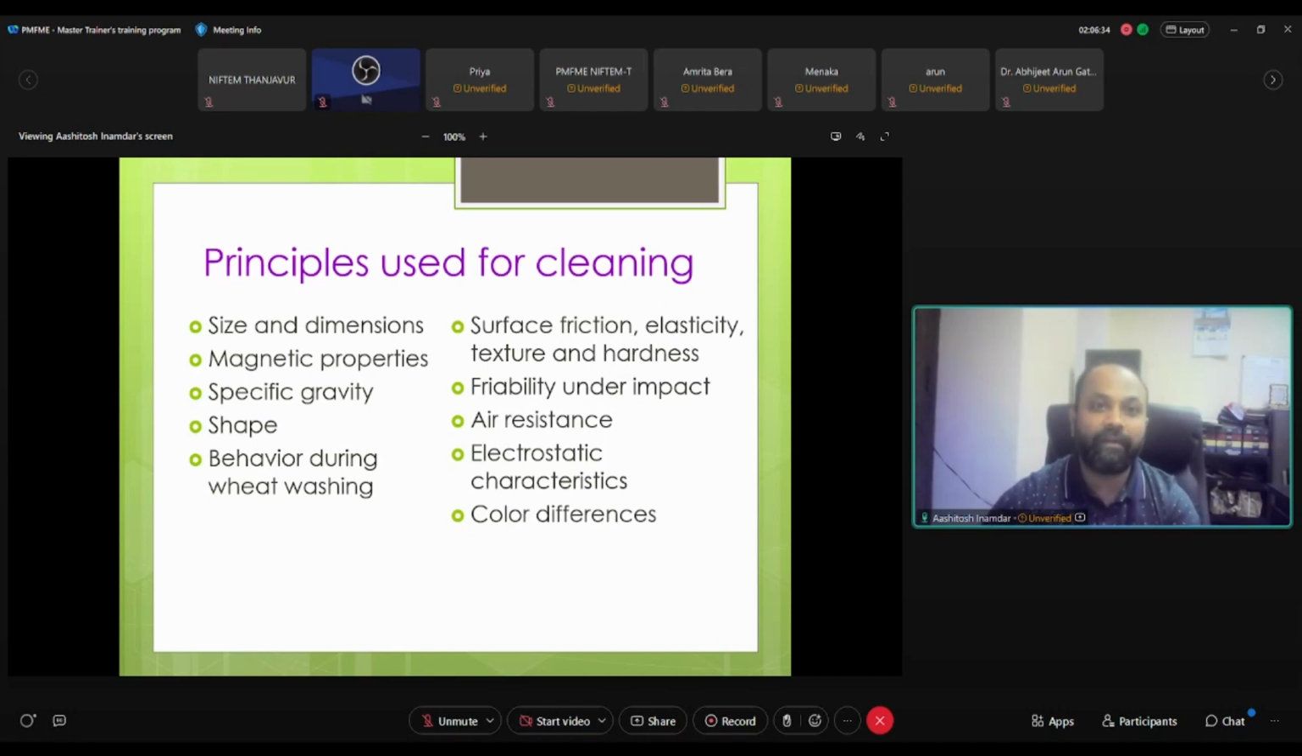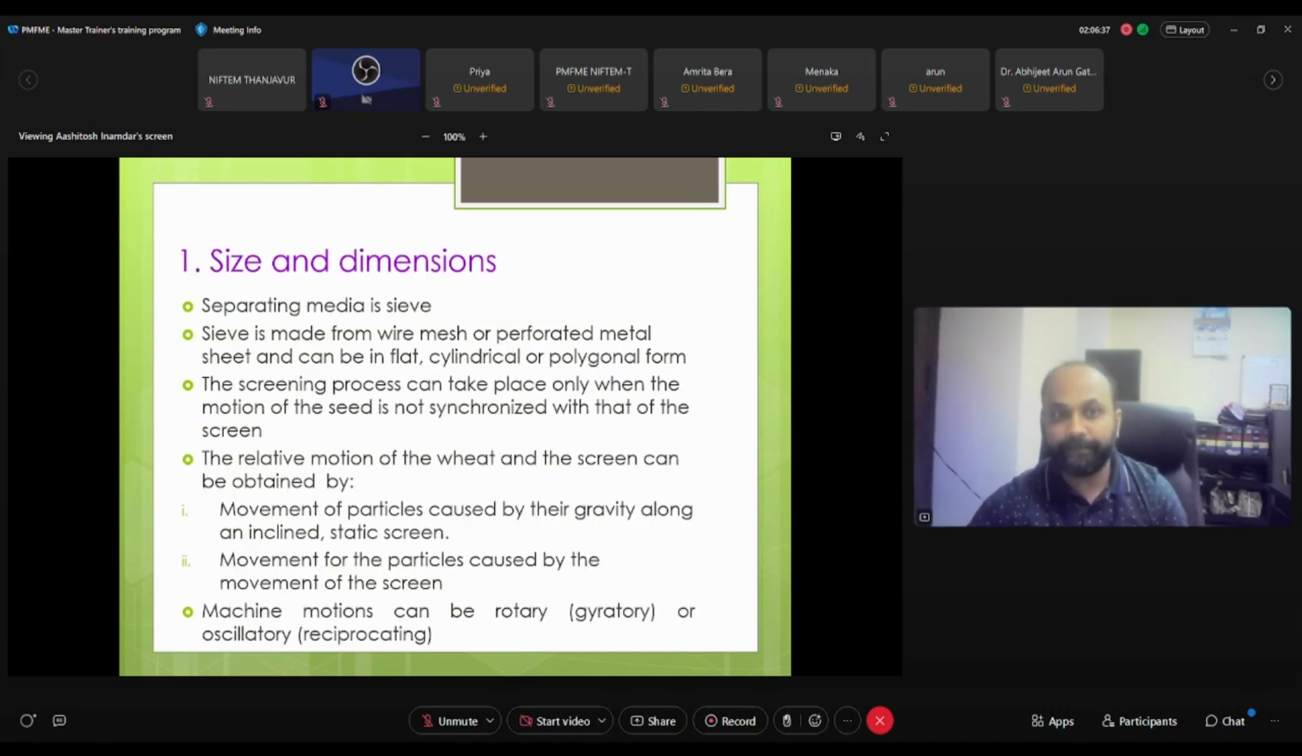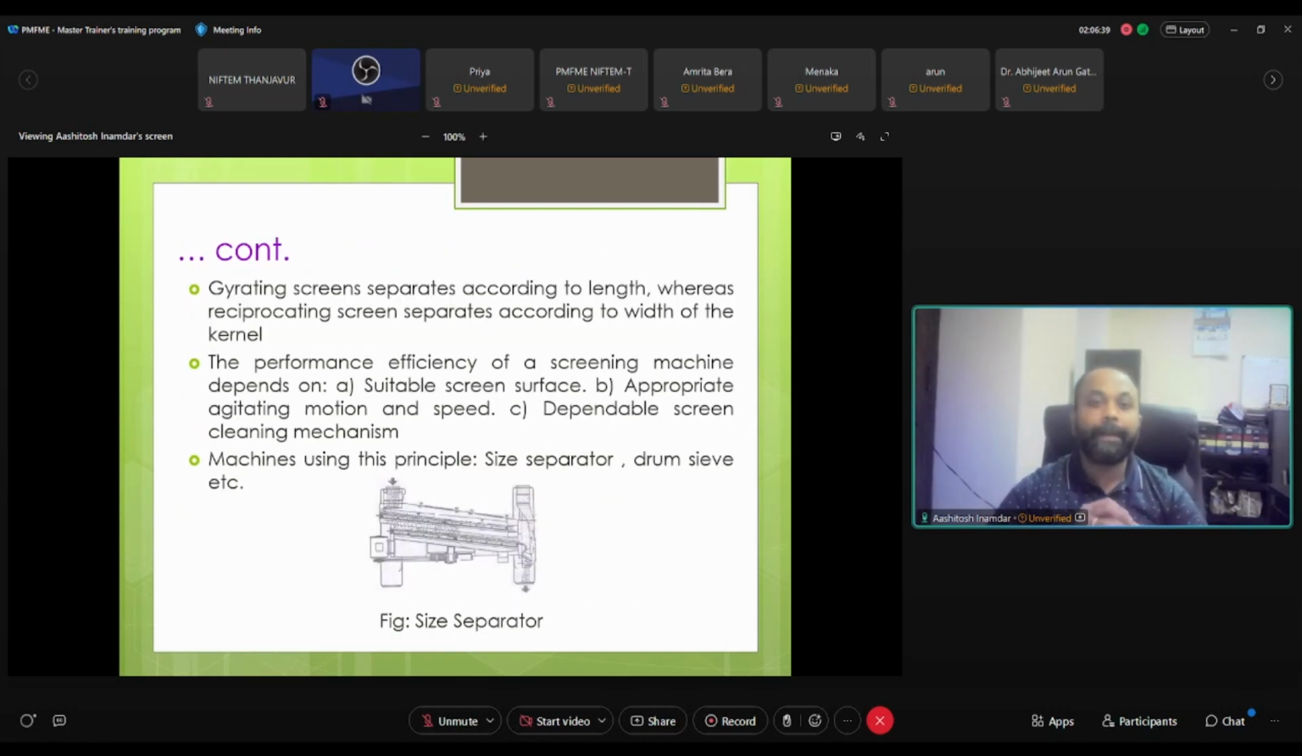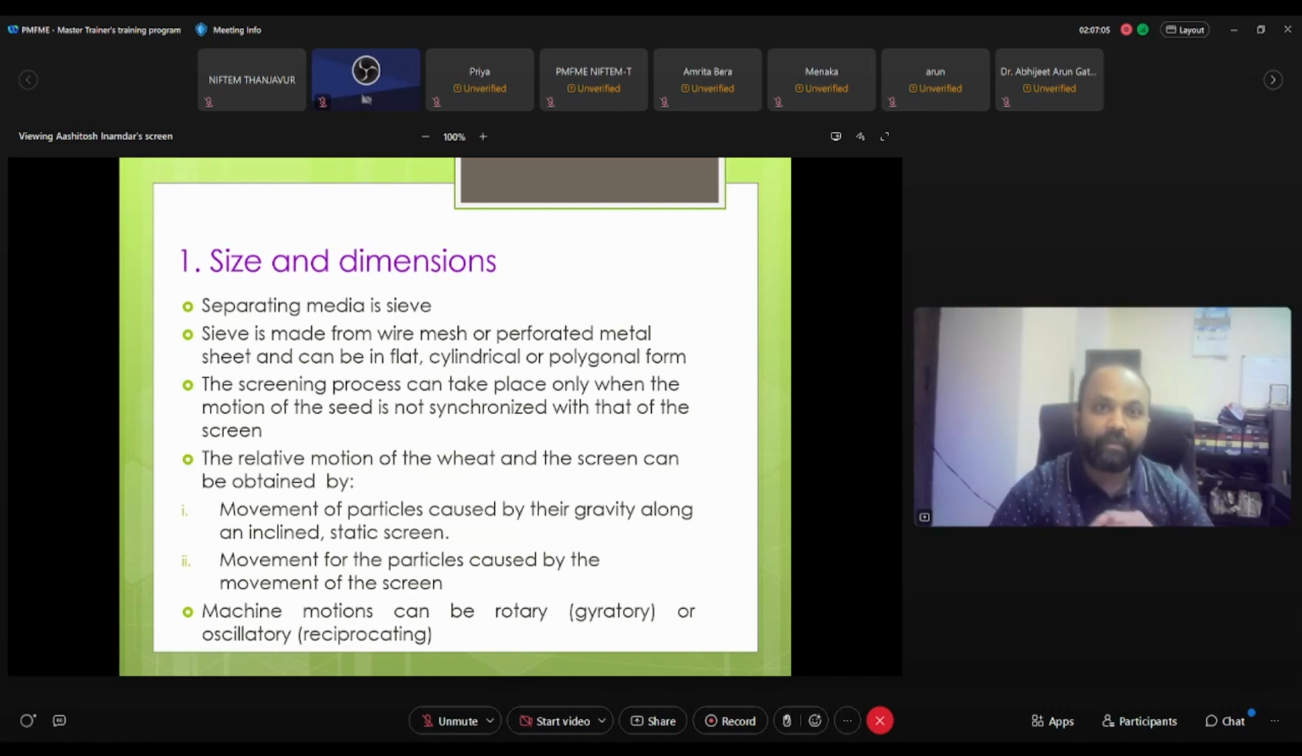So the first principle is size and dimension. You can see this picture here. This is a general size separator equipment. Any grain, when we want to separate a particular impurity based upon size, we intend two things actually. One is the impurities which are bigger in size than that particular grain, and the other is those which are smaller in size than that particular grain. Of course, for separating the impurities based upon size, we need a certain media. In this case, the media is sieve.